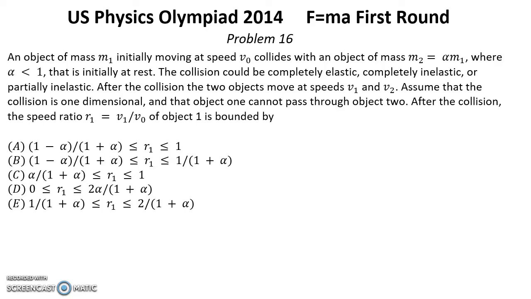After the collision, the two objects move at speeds v1 and v2. Assume that the collision is one-dimensional and that object 1 cannot pass through object 2. After the collision, the speed ratio r1 equal to v1 over v0 of object 1 is bounded by the following inequalities.